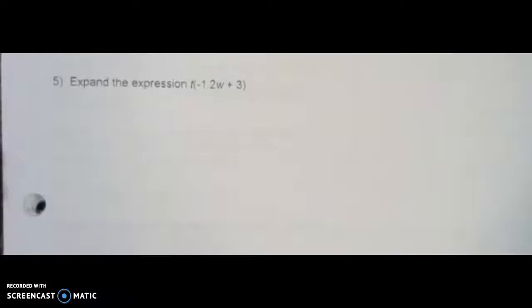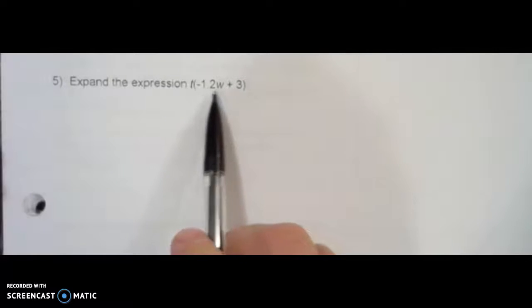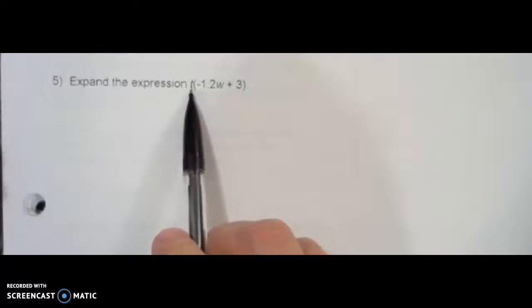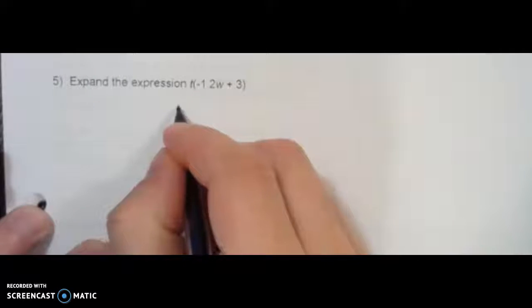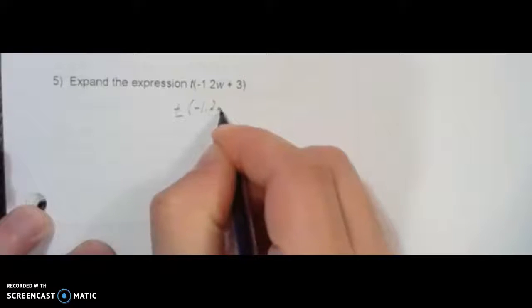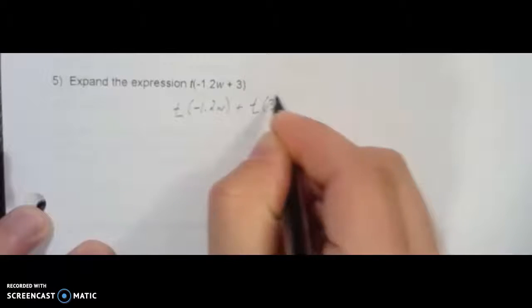Example 5 is very similar to example 4. We're going to expand the expression t times negative 1 2/10 w plus 3. Again, I can't combine what's inside of the parentheses because I have a variable term and a constant, so I'm going to distribute, and I'm distributing a variable. So we're going to go ahead and distribute the t. T times negative 1 2/10 w plus t times 3.